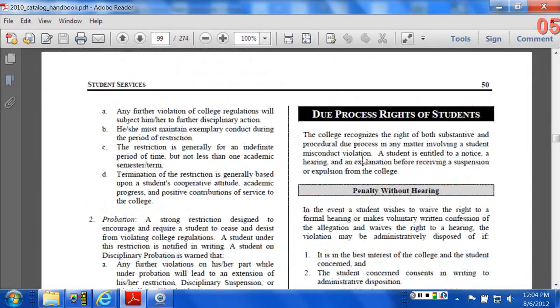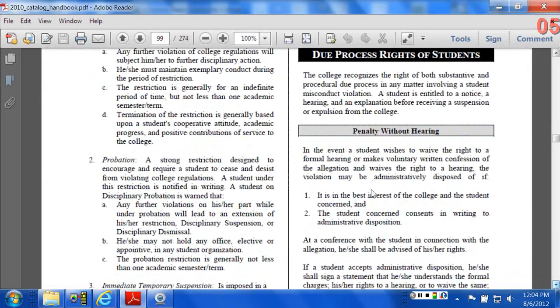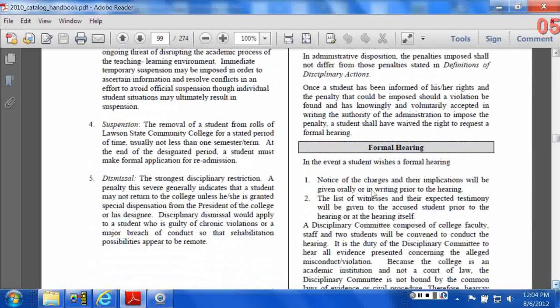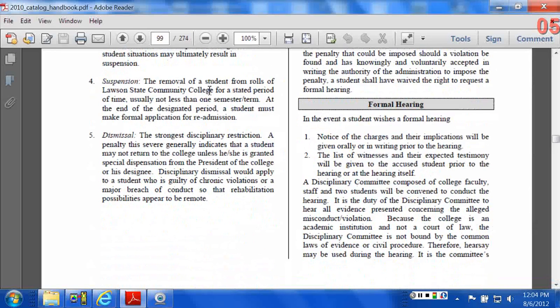Now, before we go into those, I do want to go to what if a student chose to have a hearing. If a student chooses a formal hearing, the student will receive notice of the charges and the implications of the charges. They may be given to a student orally or in writing prior to the hearing. It is the college's current practice to forward students a letter explaining this process. The list of witnesses and the expected testimony will be given to the accused student prior to the hearing or at the hearing itself. Some hearings are expedited at the request of the student, and prior notice of persons who are testifying may not be necessary. But a disciplinary committee composed of college faculty, staff, and two students will be convened to conduct the hearing.